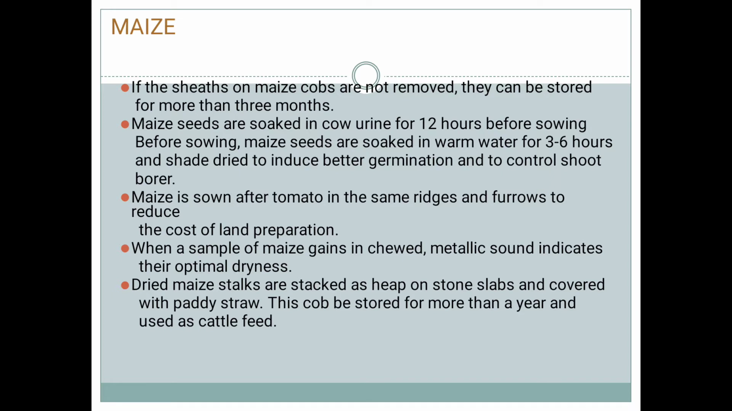The next crop is maize. So maize seeds are soaked in cow urine for 12 hours before sowing. Maize seeds are soaked in warm water for 3 to 6 hours and shade dried to induce better germination and to control the shoot borer. Then maize is sown after the tomato in the same ridge and furrow to reduce the cost of land preparation.